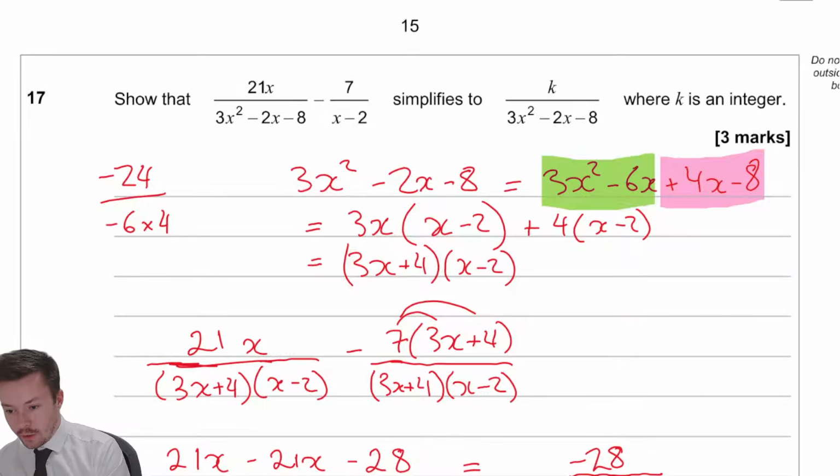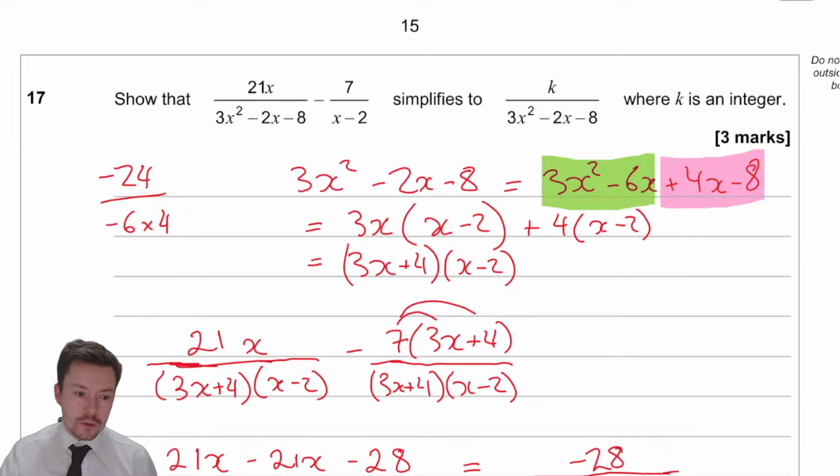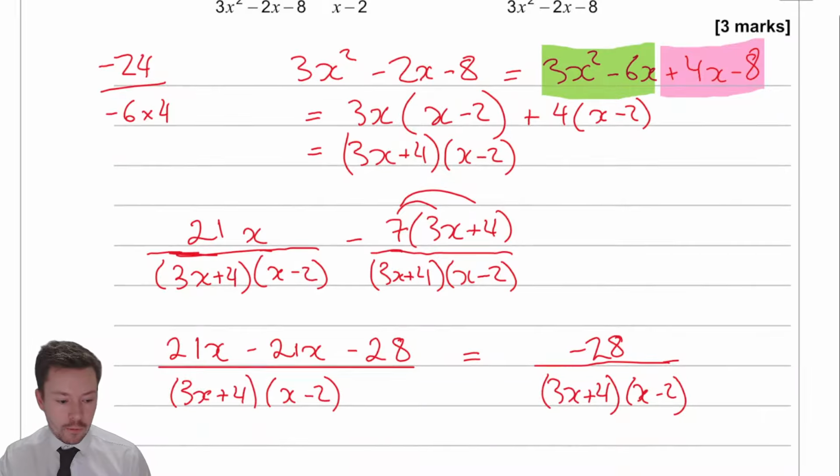See if that'll make a straight line again. It didn't. Let me do that line again. That's awful, the fraction line. Minus 28 over 3x plus 4, x minus 2. Okay, done. Scroll that down so you can actually see it. There we go. That'll be helpful.